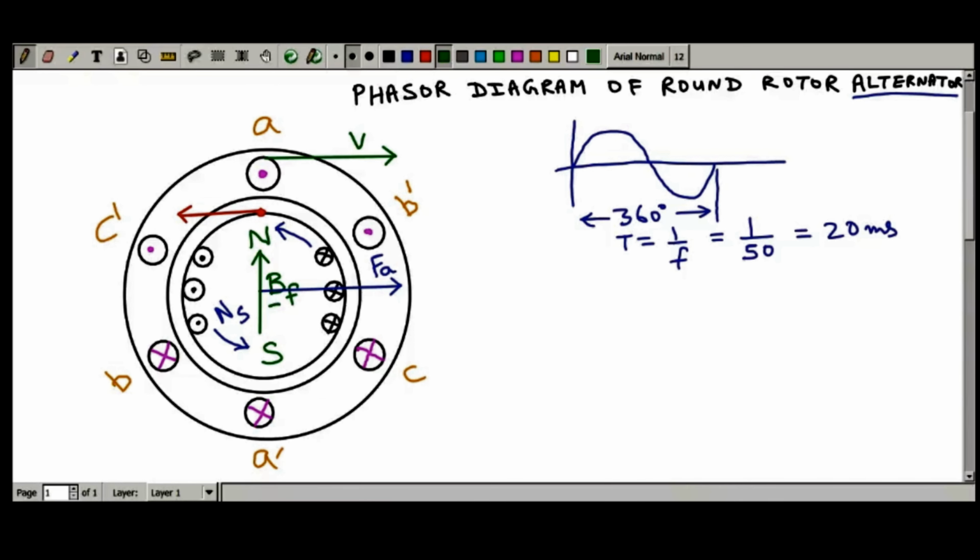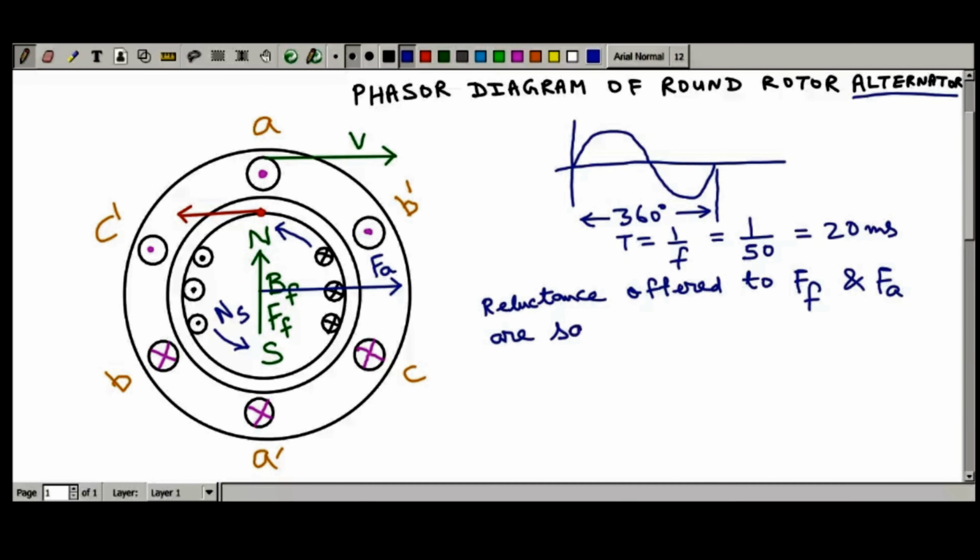For example, if I say this is my FF, meaning field MMF, and this is FA, the armature MMF. So what can we write? Let me write it because it is an important point. What I am saying is that the reluctance offered to field MMF, that is FF, and armature MMF, that is FA, are the same, because the air gap is the same for both of them. So that's why we have actually written this equation.